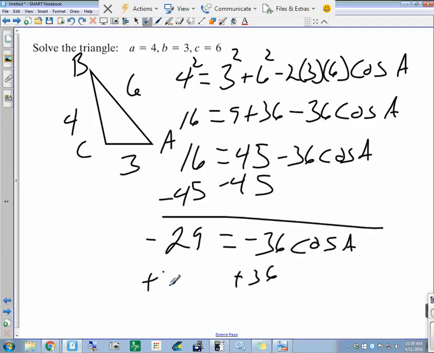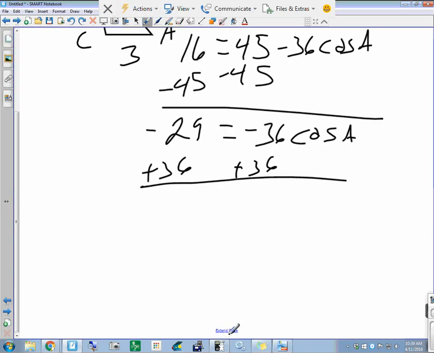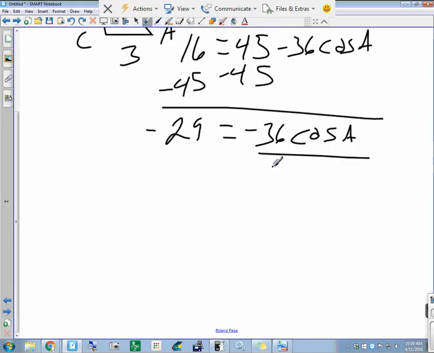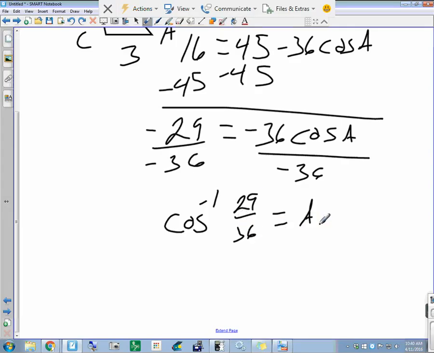Add 36. Add 36. So we end up with... You're right. It's one of those days. Actually, the thing is, I got into the habit of adding and subtracting, because I would have gotten a value bigger than 1, wouldn't I? And that would have been kind of a bad thing, right? So, what I'm really going to be looking at here is the cosine inverse of 29 over 36 is going to be equal to A.